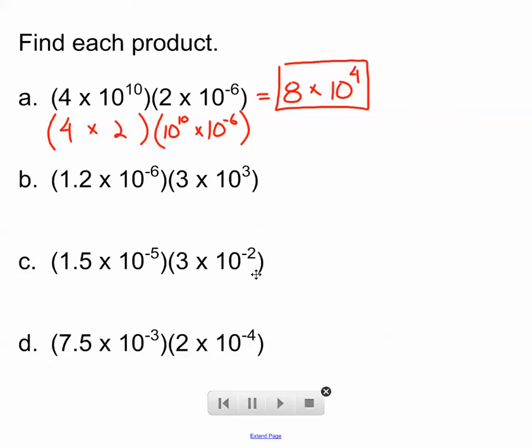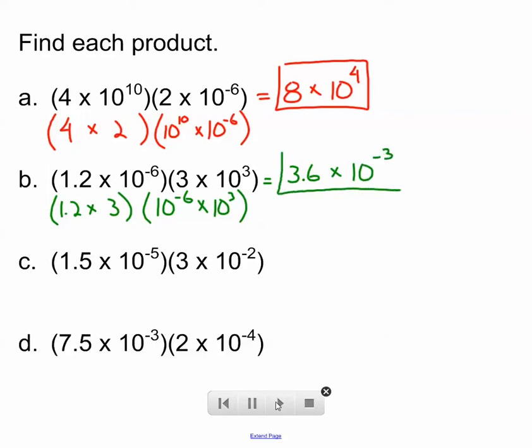Okay, so on B, again, we can regroup this because multiplication is commutative as well as associative. 1.2 times 3 is 3.6. I don't need a calculator for that. And 10 to the 6th times 10 to the negative 9th is 10 to the negative 3rd. So again, our answer is in scientific notation, no calculator necessary. Heck, I wouldn't even expect you to show that initial step on your homework papers. It's really not necessary. We should be able to do that kind of stuff in our heads.